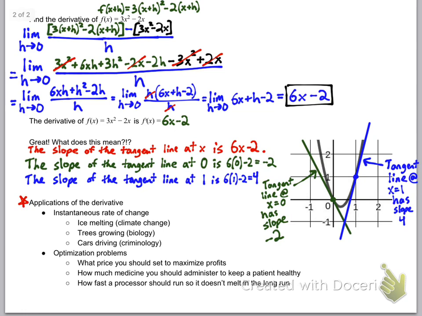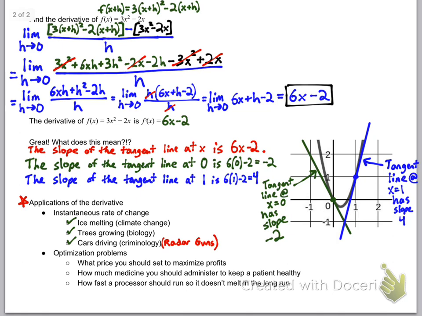So examples of this are: how fast is ice melting? That would be in climate change. Or how fast are trees growing? You can find that out in biology. Or how fast are cars driving? That might matter in criminology. For example, radar guns actually use the derivative in their calculations to figure out how fast a car is going.